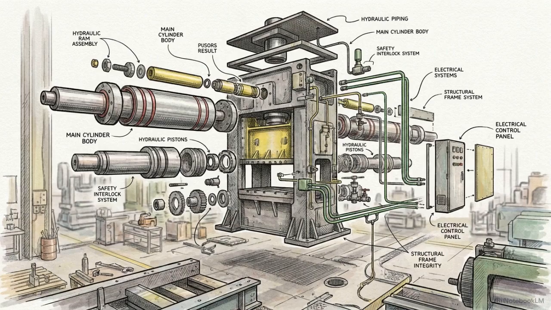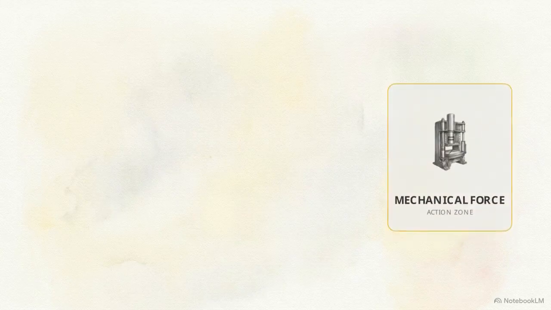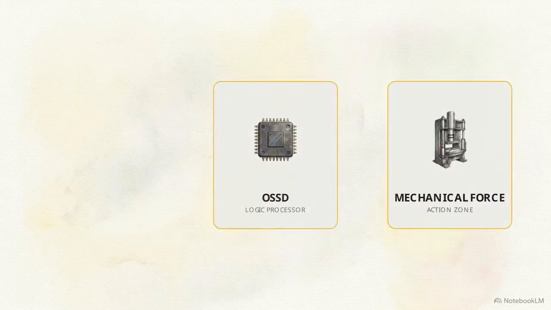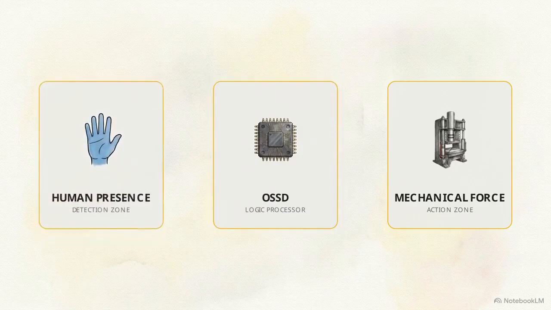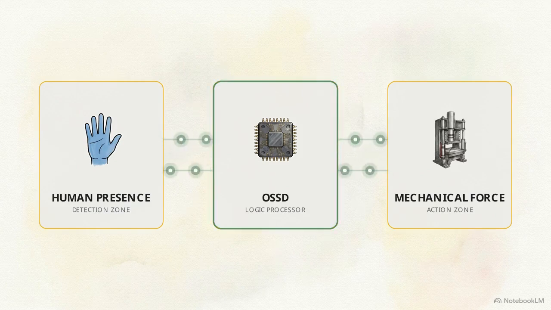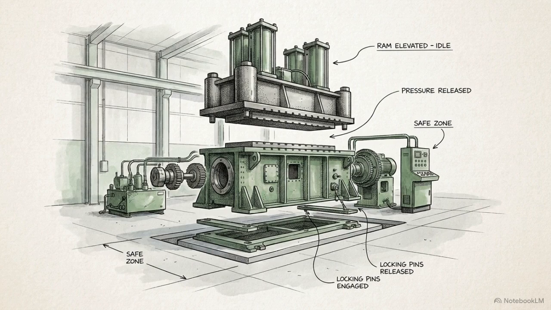Let's freeze the frame right here. How does this mindless block of steel know it has to stop before it's too late? This is the role of the OSSD, the Output Signal Switching Device. It functions as the digital link between human presence and mechanical force. To see how it works, we have to look at the moments before the incident occurred.